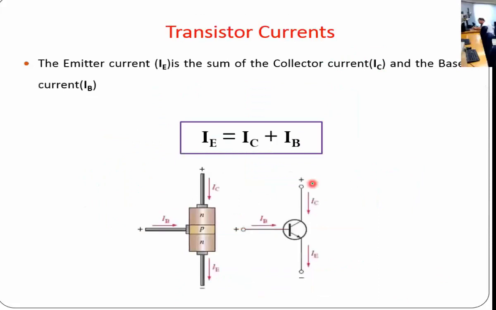All right, so that being said, the emitter current is the combination of collector and base. Emitter sees the highest current. After that, the collector sees the highest current. The least current is the base. That's the advantage. All you need to provide is an extremely small current to the base. You can control large currents on the collector side.